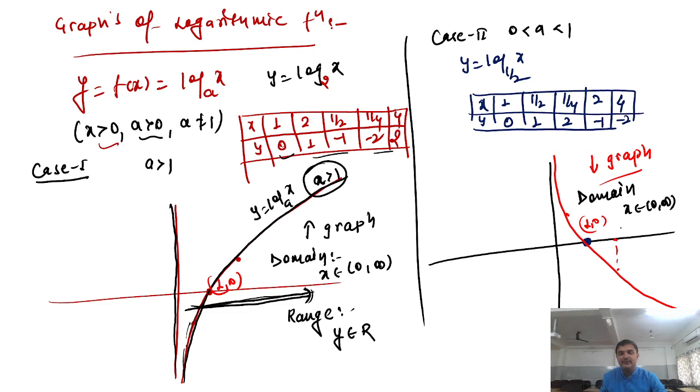Height of the graph, sir, it is covering the entire y-axis, right? Along the y-axis we have the graph entirely. So that's why we say the range is all real numbers. So y belongs to all real numbers. That is what we are doing. So this is the graph of this logarithmic function.